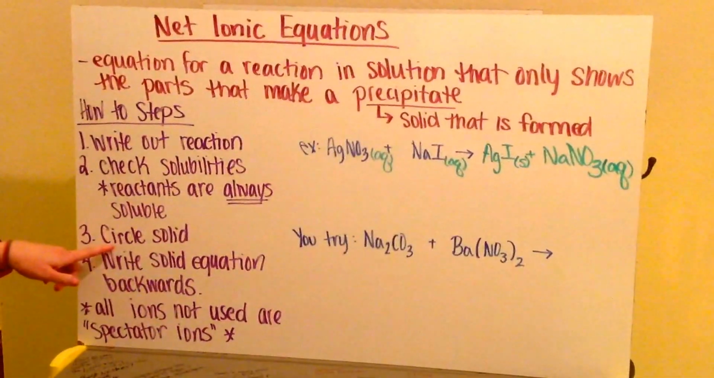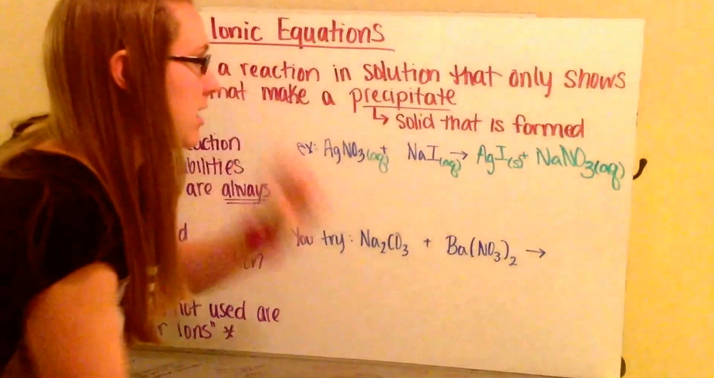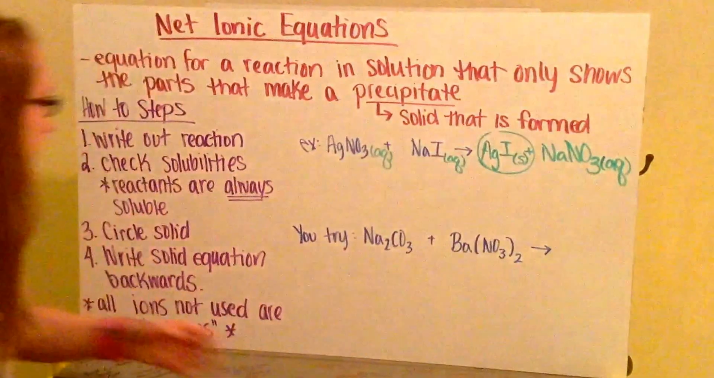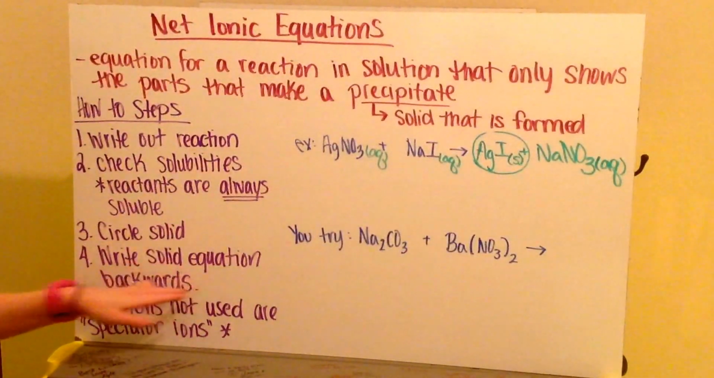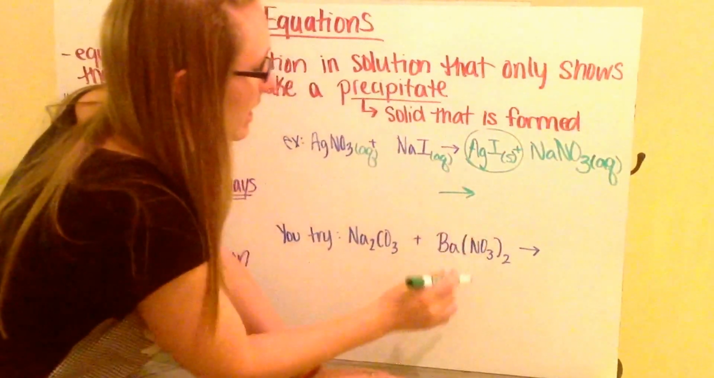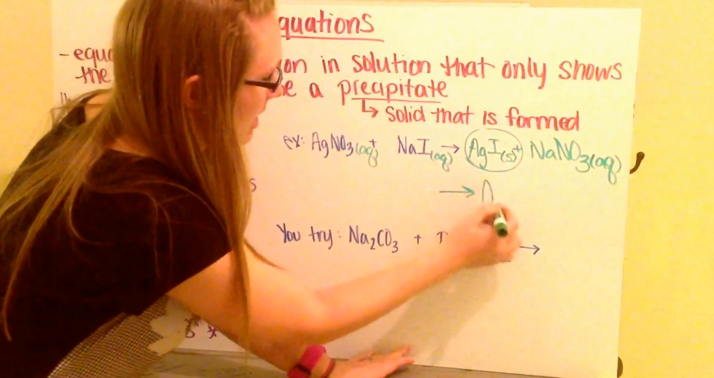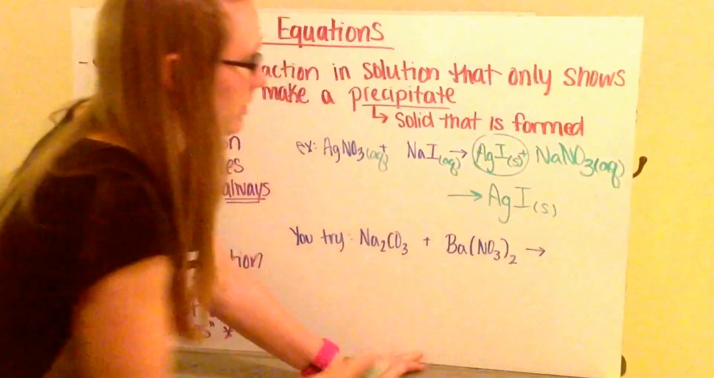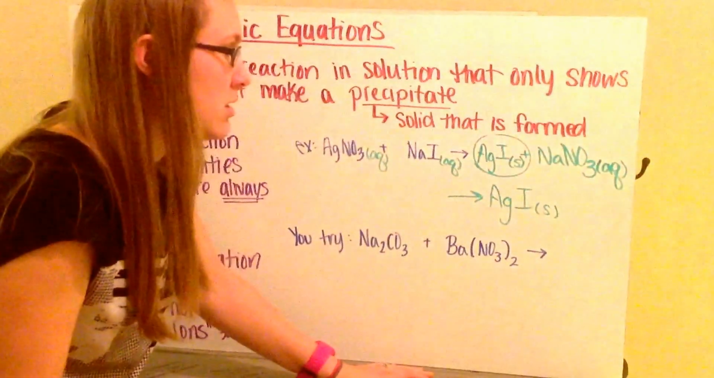Next, I go ahead and I circle my solid. My solid that I've made is silver iodide. Then I write my solid equation backwards. So I draw my arrow, and I write the solid I've made, silver iodide, solid, and I write the two things that I used to make it.